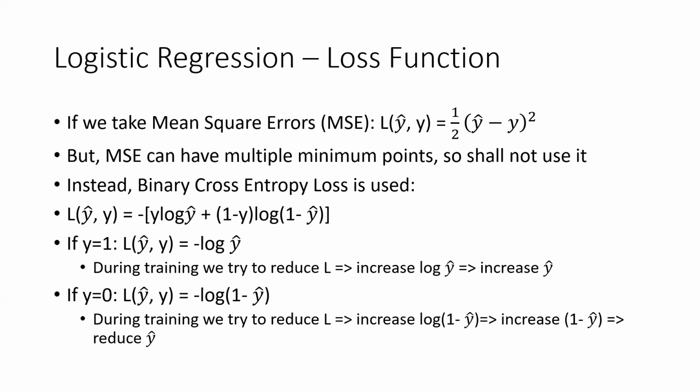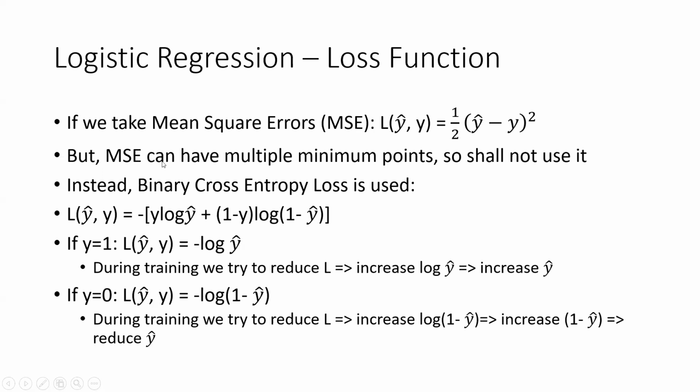Okay, so now let's move into the loss function of logistic regression. Right? I think you can already remember, right? When it comes to linear regression, you can use mean square error. If you used mean square error for logistic regression, it would be half of (y hat minus y) square. But the problem is that we can't use mean square error as the loss function for logistic regression because it does not have a single minimum point, right? So it cannot be used in this case.